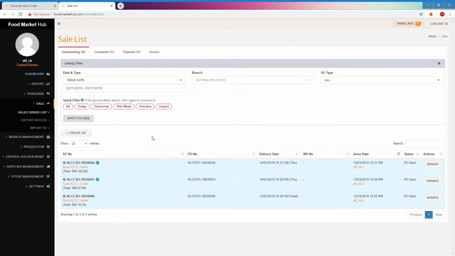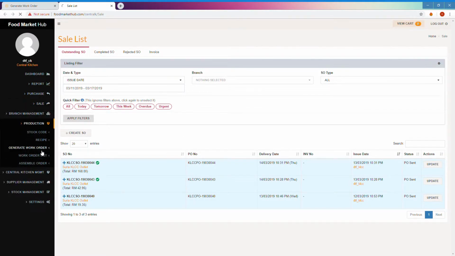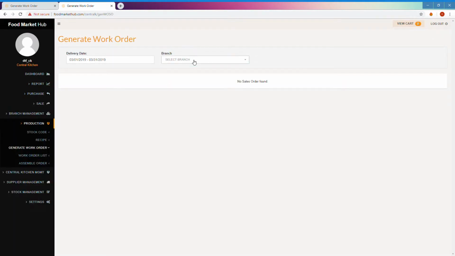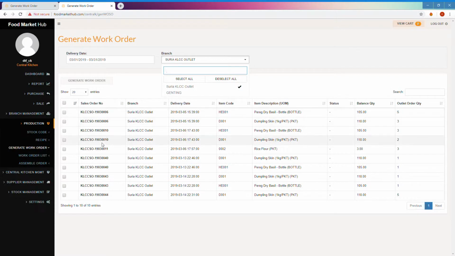Once the central kitchen receives the sales order, the central kitchen has to generate a work order and update the produced quantity while completing the work order production.